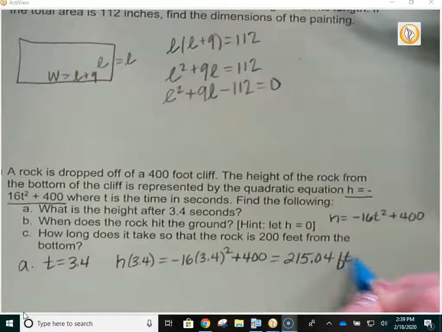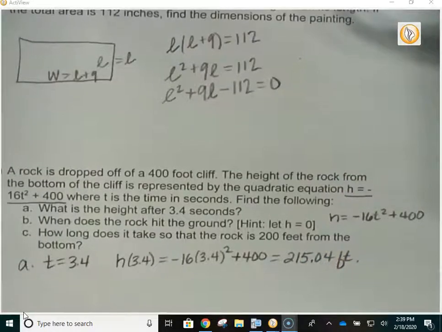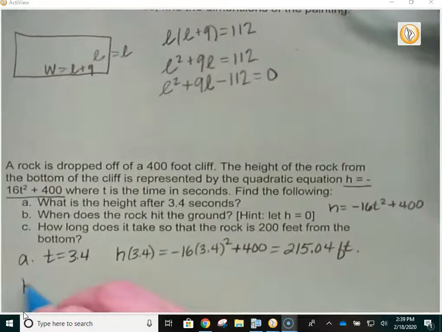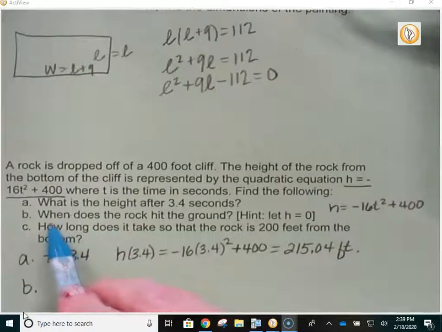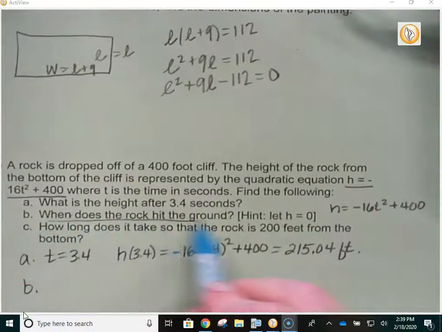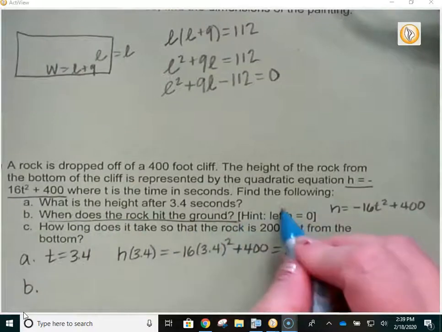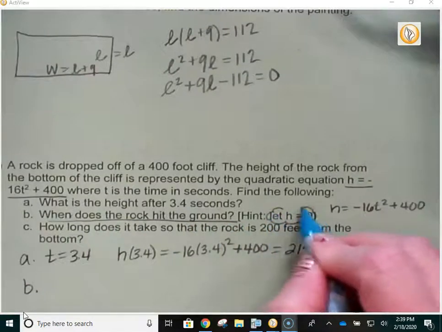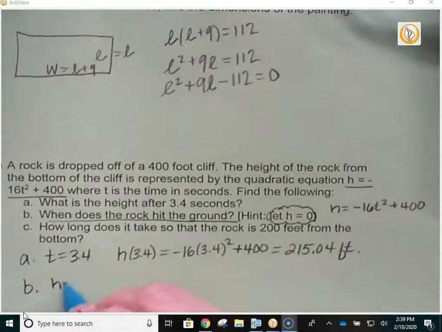For part B, it says, when does the rock hit the ground? So this time we're looking for t. So it tells us to let h equal 0. So this time h is 0. So that means 0 equals negative 16t squared plus 400.